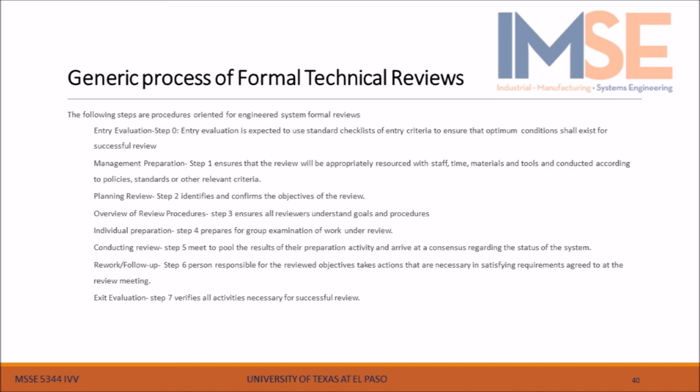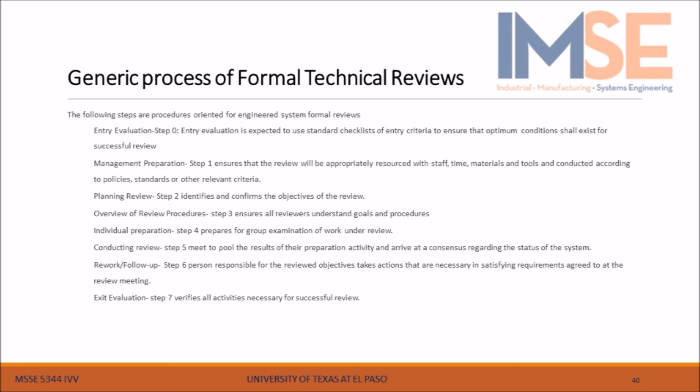General process of formal technical reviews. The following steps are procedures oriented for engineering systems formal reviews. Entry evaluation, step 0. Entry evaluation is expected to use a standard checklist of entry criteria to ensure that optimum conditions exist for a successful review. Management preparation, step 1. Ensures that the review will be appropriately resourced with staff, time, materials, and tools, and conducted according to policies, standards, and other relevant criteria.